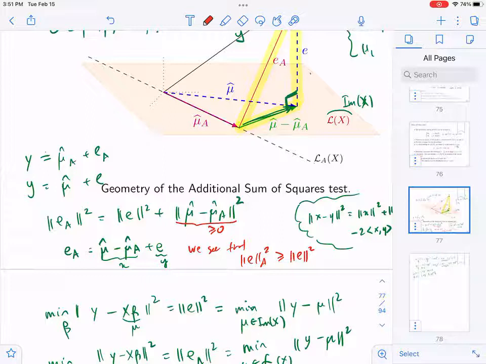This term is always non-negative. So at best this is equal to this, but otherwise it is a little bit positive. It's never negative. And this is intuitively clear: the restricted model cannot fit as well as the larger model. The bigger the model, the better you fit to reduce the residuals.